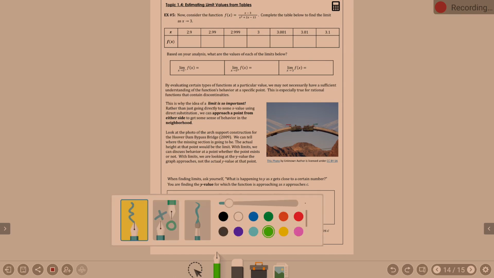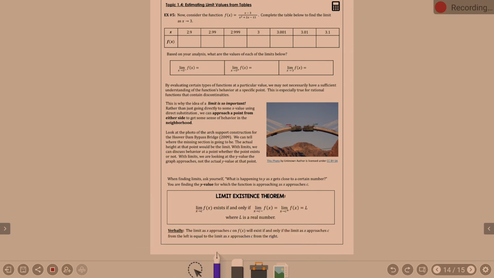So 0.1265. Unless I copied it down wrong or something, okay? That's what you get when you plug in 2.9. 2.99, 0.125. 2.999, yeah, whatever, 0.1250. I don't remember what the other one has after it, but okay. You plug in 3.